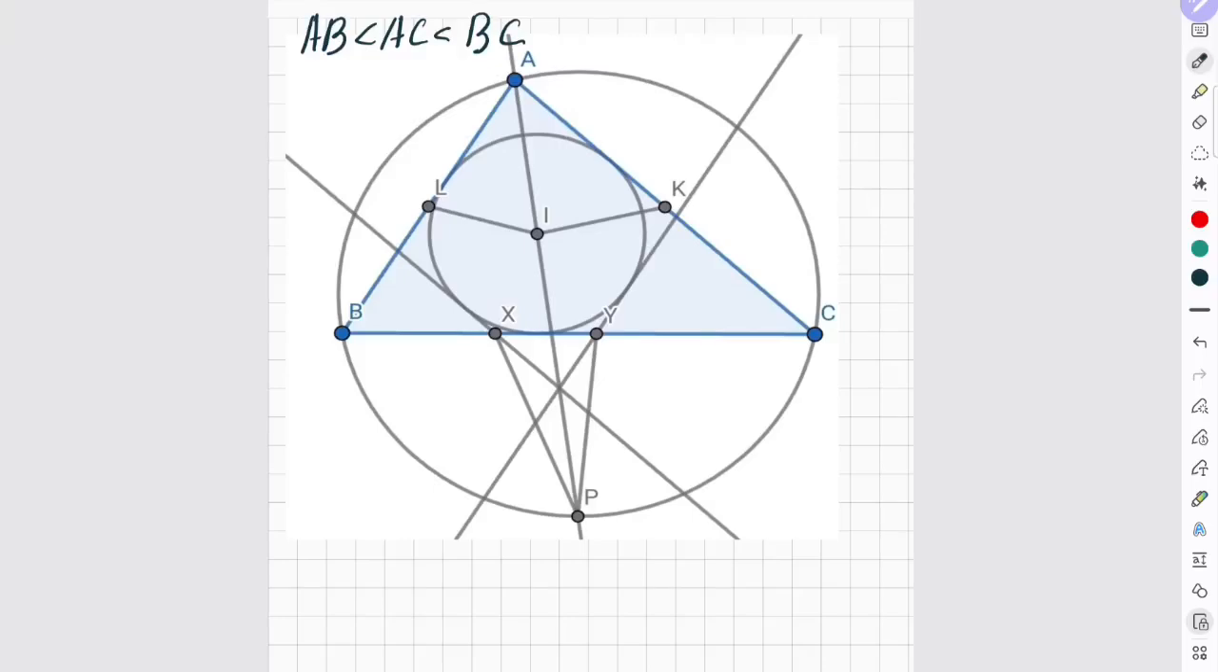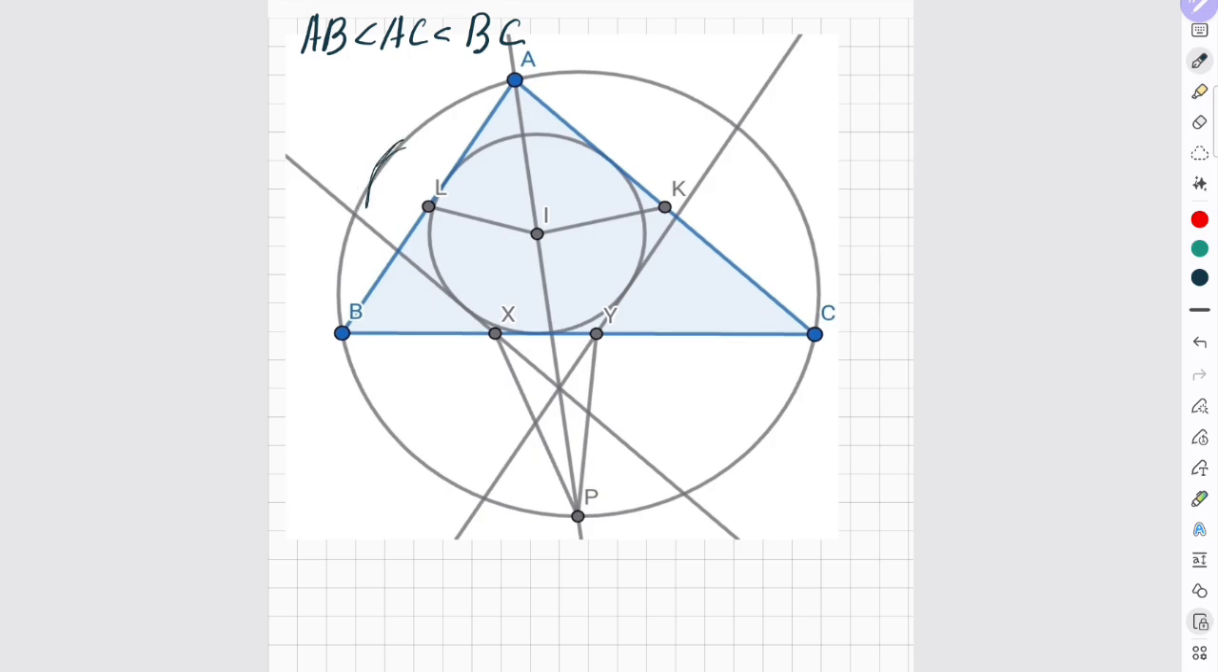Hi everyone, today we will solve this awesome geometry question. It is from IMO 2024. In this question, we are given that in the triangle ABC, AB is less than AC and it is shorter than BC. I is the incenter and the circle is the incircle.